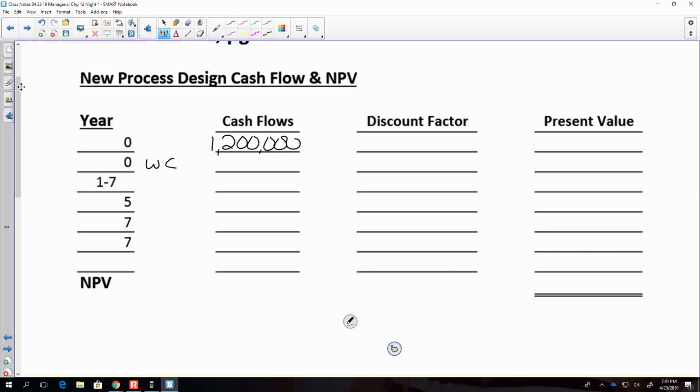But there should be something regarding working capital. It's 120. So that's what I'm spending. Obviously the discount factor is 1. So my present value, because it's already in year 0, is the same number. So I'm actually spending 1.32 million on this project.